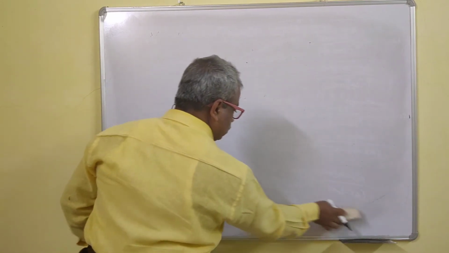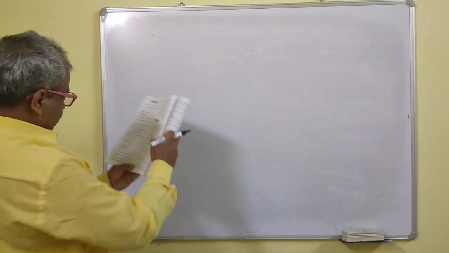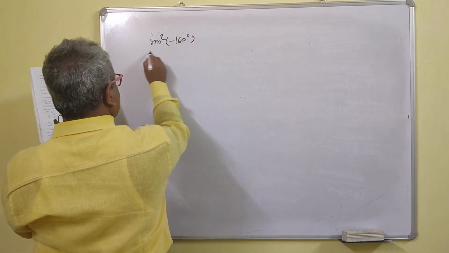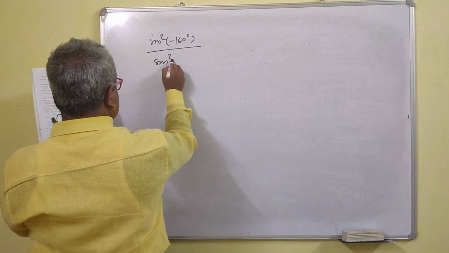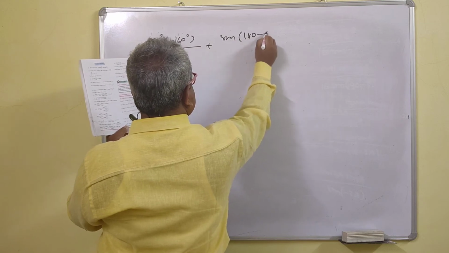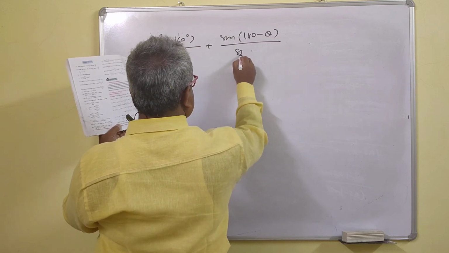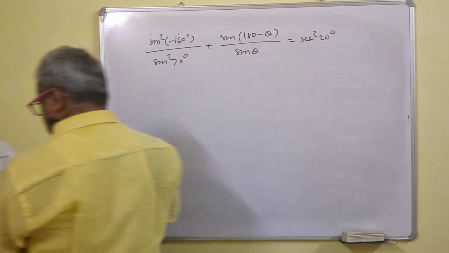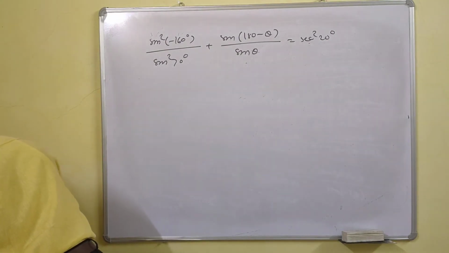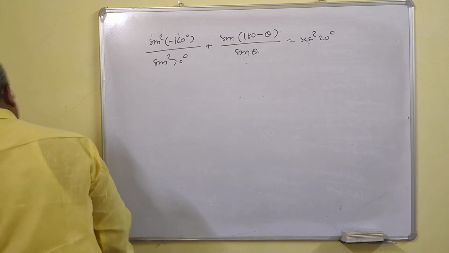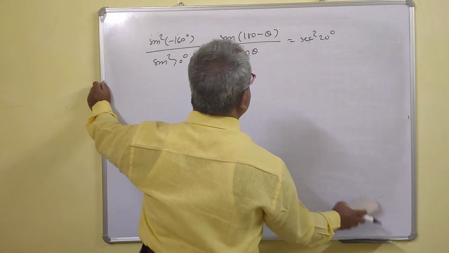Next, prove that sin square 160 degree upon sin square 70 degree plus sin 180 degree minus theta upon sin theta is equal to sec square 20 degree. Okay, so we'll take LHS.